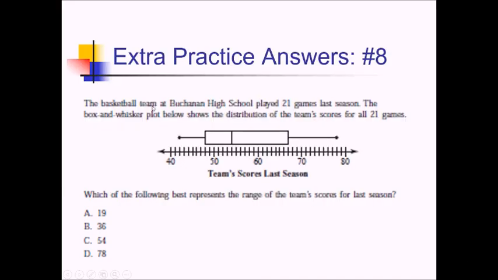For this problem, which is kind of blurry, so I'll read it to you here. The basketball team at Buchanan High School played 21 games last season, and here's a box and whisker plot giving the distribution of the team's scores for all 21 games. So we want to know which answer choice here represents the range of the team's scores for last season.